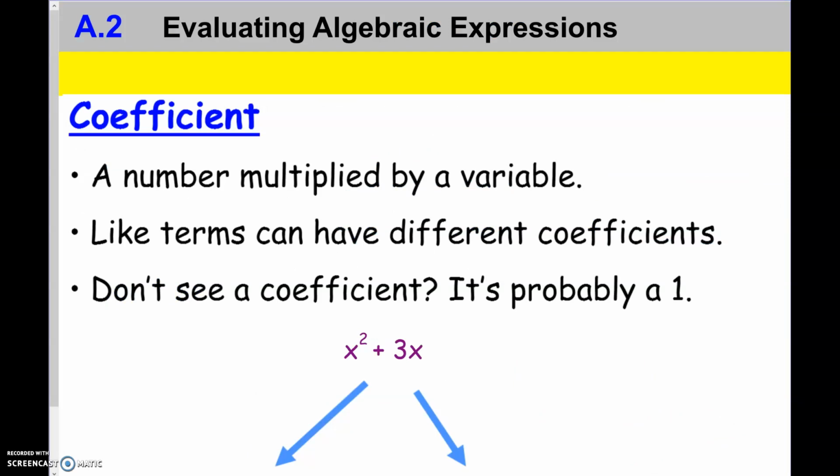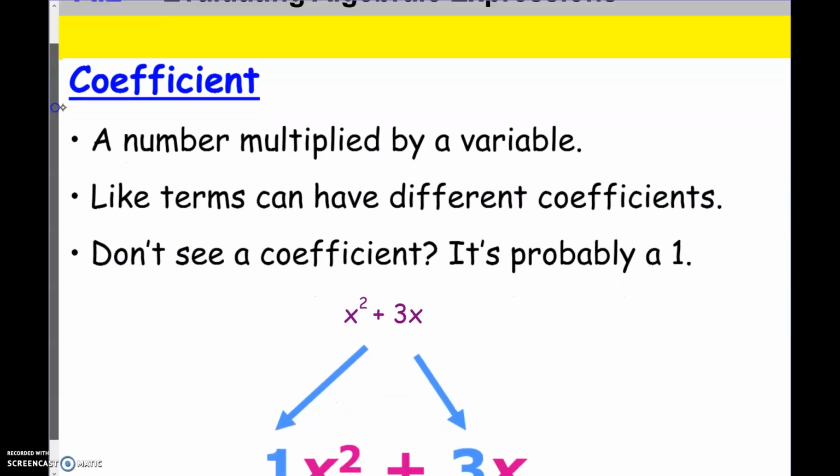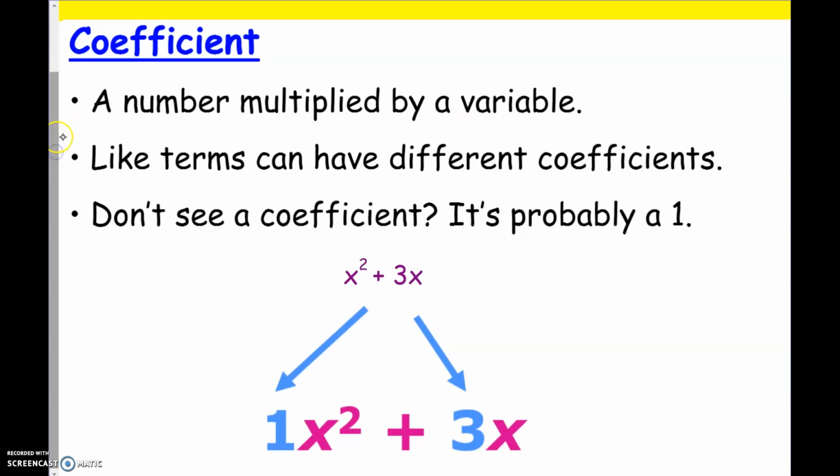All right, coefficient. When we're combining like terms, what we do is we keep the bases the same, but we combine the coefficients. So let's look in purple here. We've got x squared and a plus 3x. This is an x squared and this is an x. They are not like terms. Okay, not like terms. We cannot combine them.